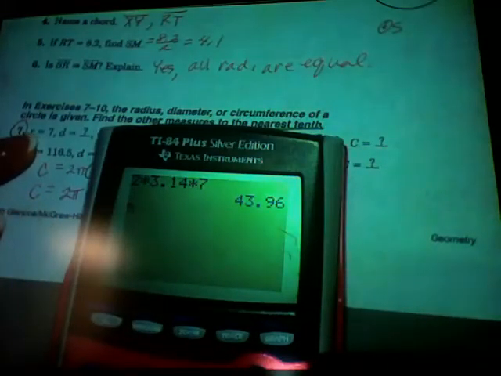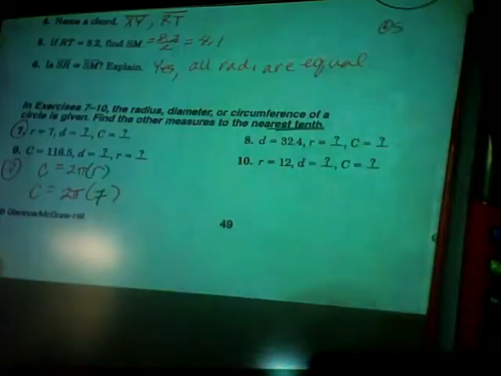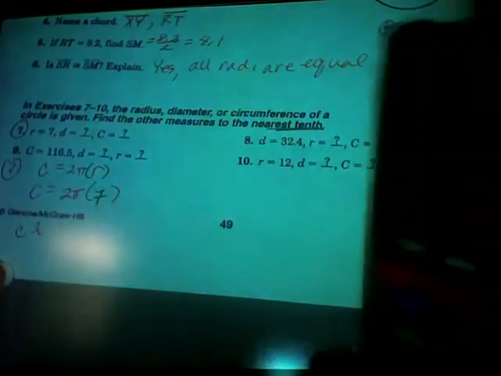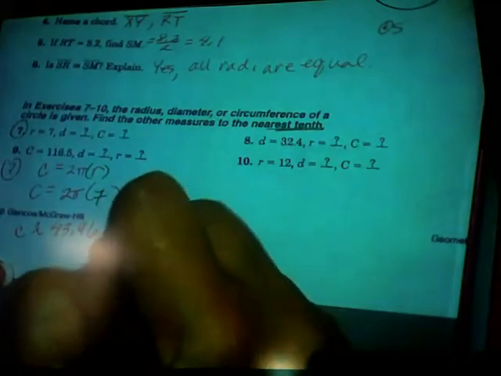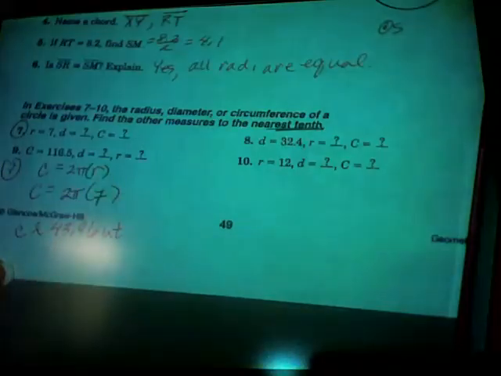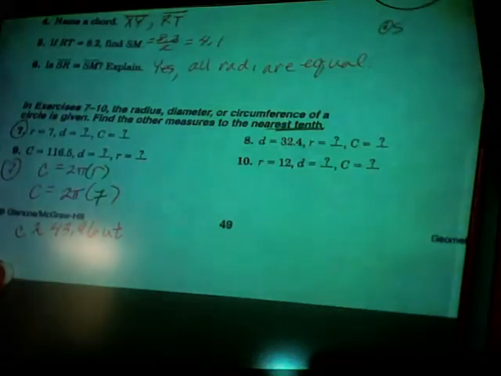So this answer gives me 43.96, which is already rounded to 2 decimal places. So circumference is approximately equal to 43.96, and we don't know what the units are. We don't know if it's meters, inches, whatever, but I want you to start to understand, is it units? Is it units squared? Units cubed? What is circumference?